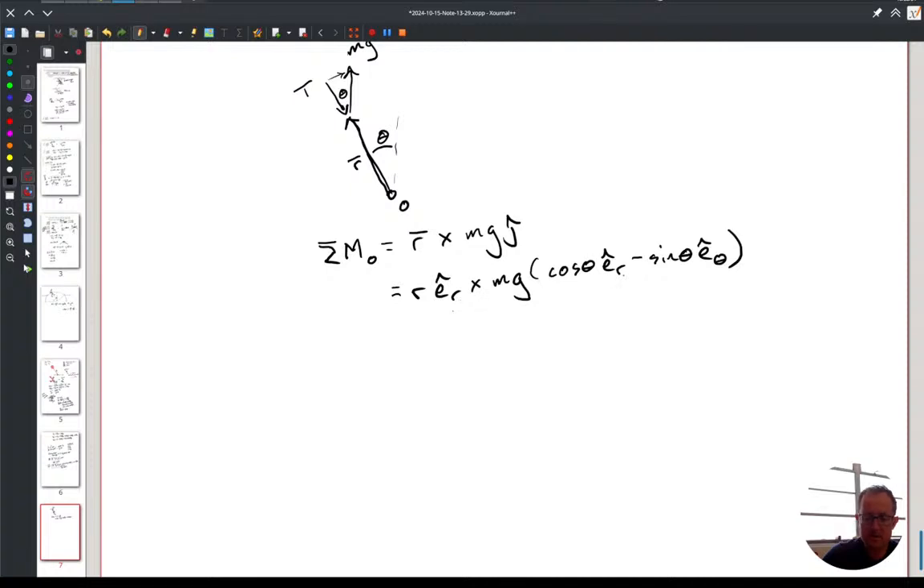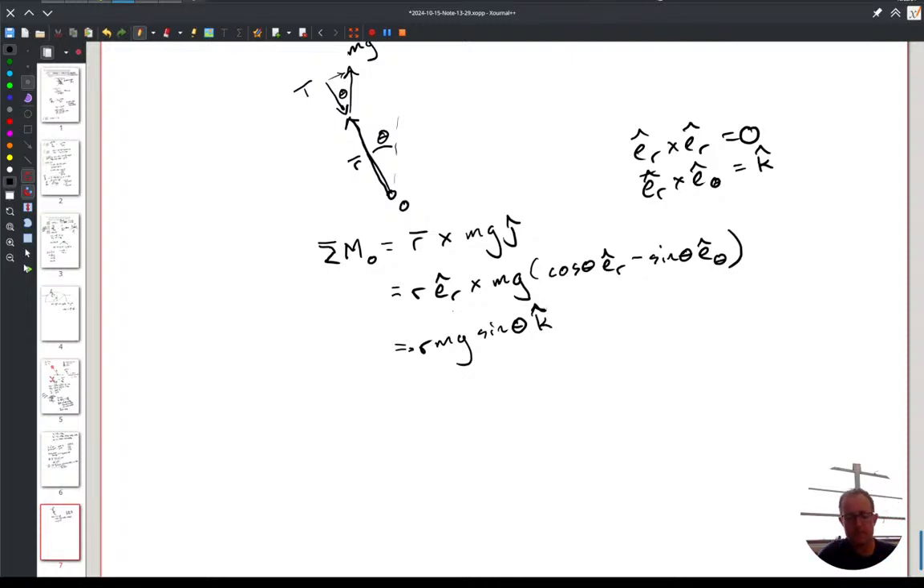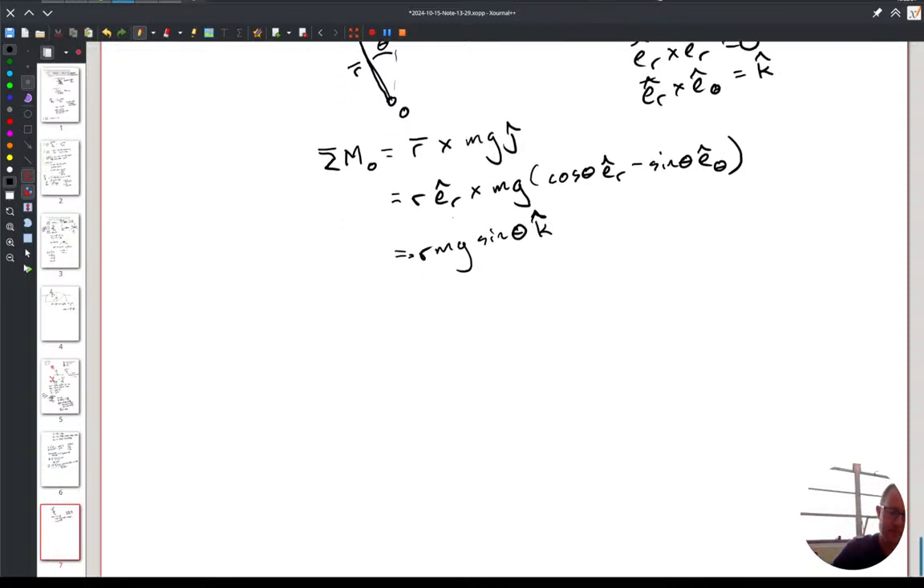ER cross ER is 0. ER cross E theta is positive K. And if you do E theta cross ER, then you get a negative K. So now I end up with a negative R mg sine theta in the K direction. Okay, cool. But what is the sum of the moments equal to?